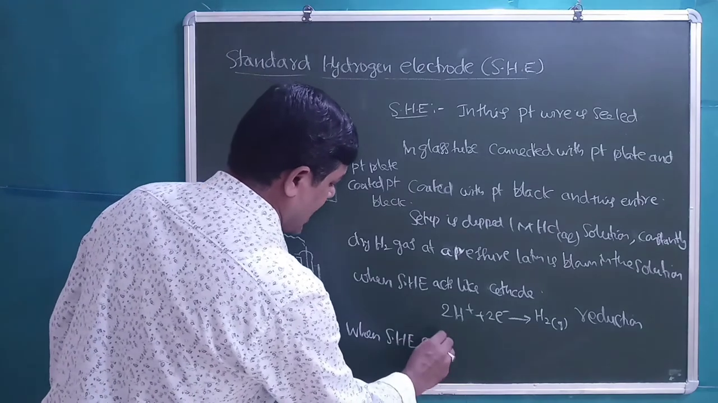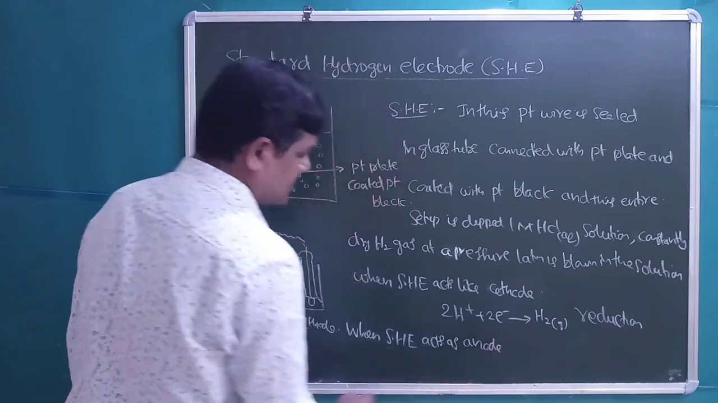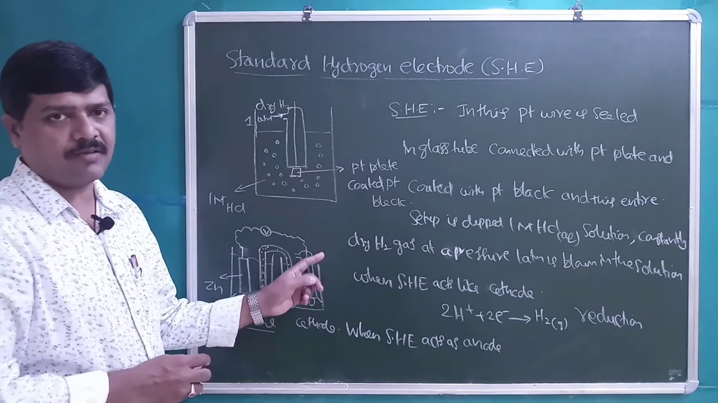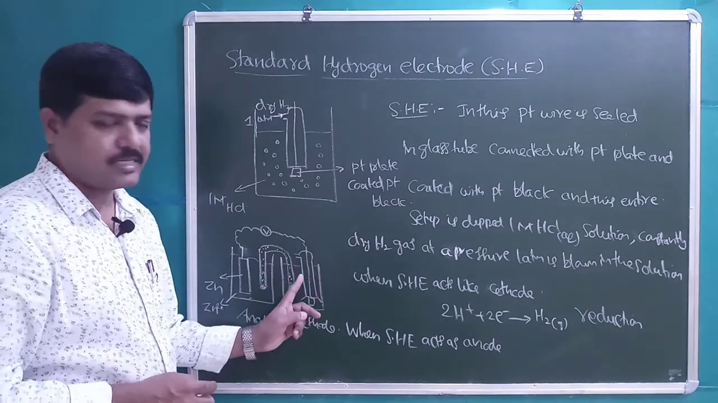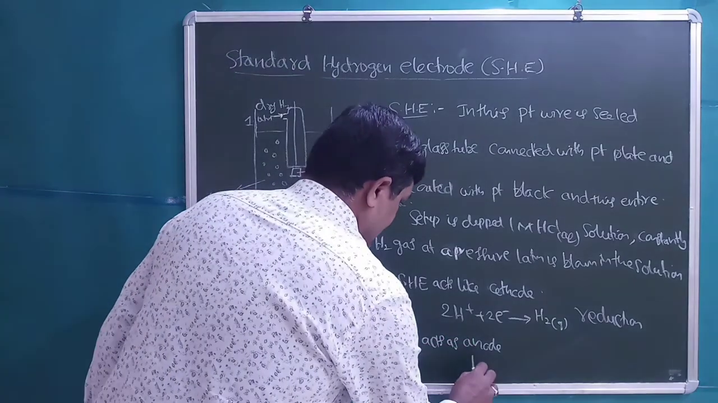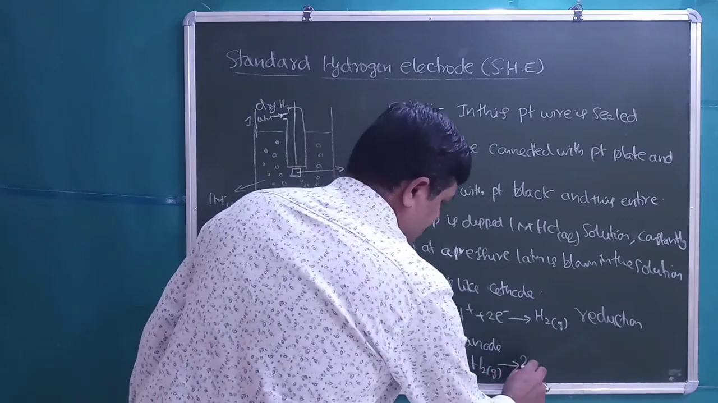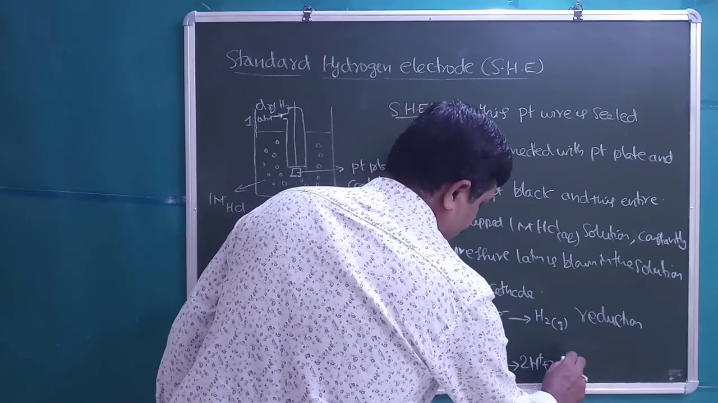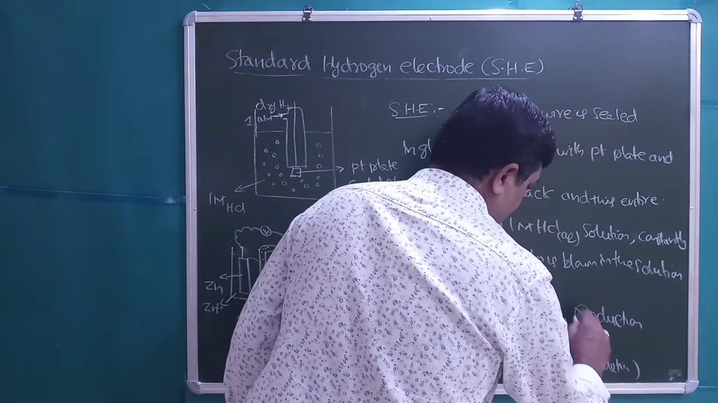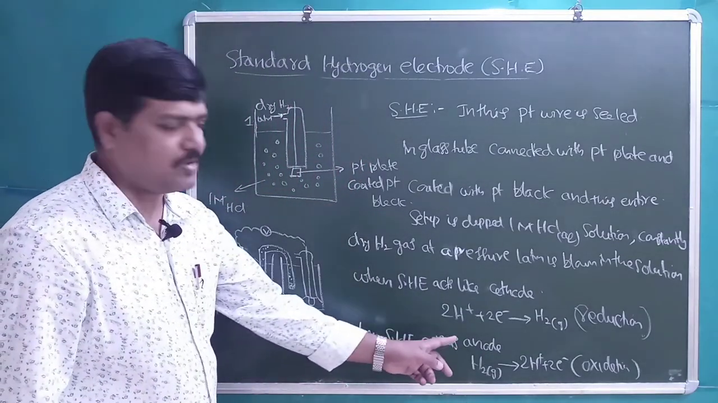When SHE acts as anode, students, when the standard hydrogen electrode is coupled with a less reactive metal like copper, which will act like a cathode, then the standard hydrogen electrode will act like an anode. In that case, the reverse reaction takes place: H2 gas gives 2H+ + 2 electrons. Loss of electrons we call oxidation. That is the reason why the standard hydrogen electrode is called a reversible electrode.